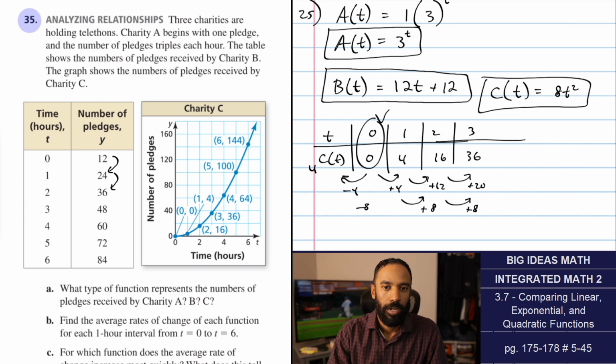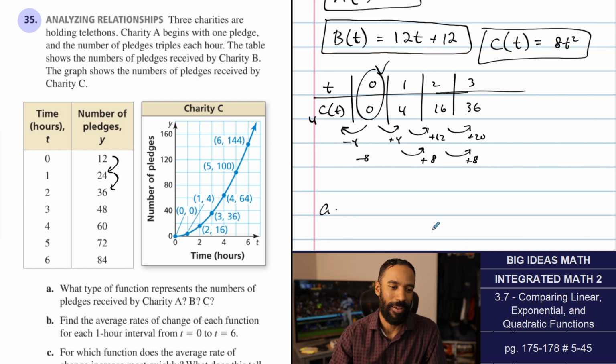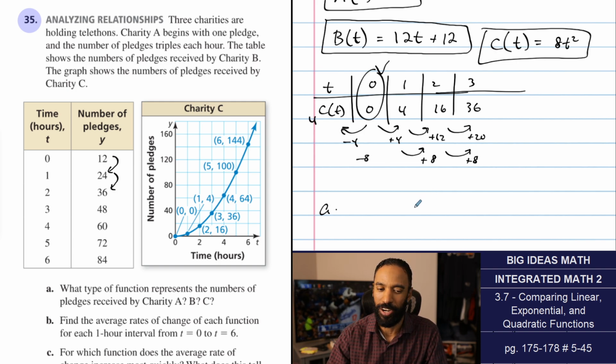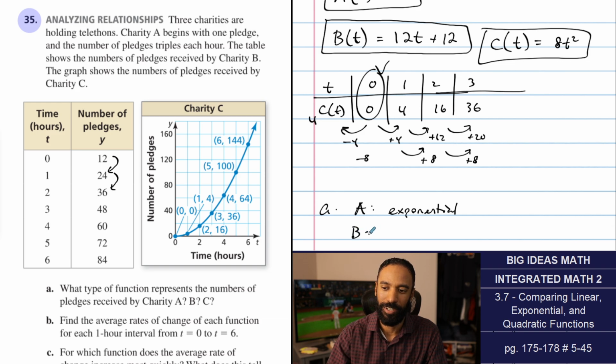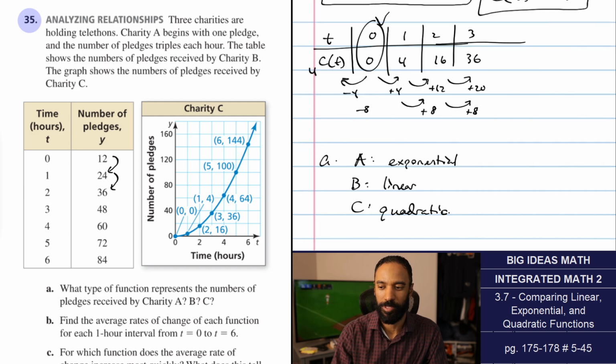I jumped ahead a little bit, but part A, I jumped ahead a lot. Sorry about that. What type of function represents the number of pledges received by charity A, B, and C? So charity A is exponential. B is linear. And C is quadratic. Okay. Don't need a period. It's not a sentence. Come on, Mr. Evans.